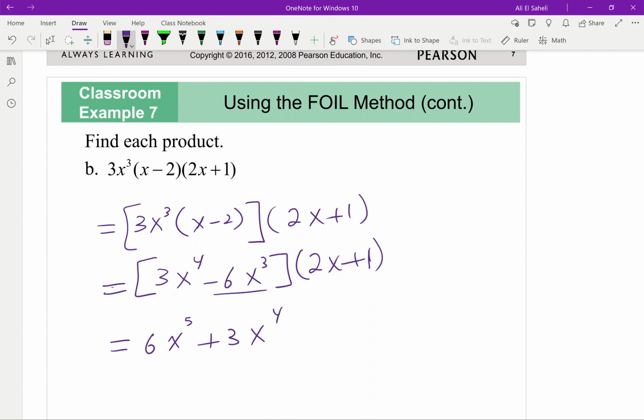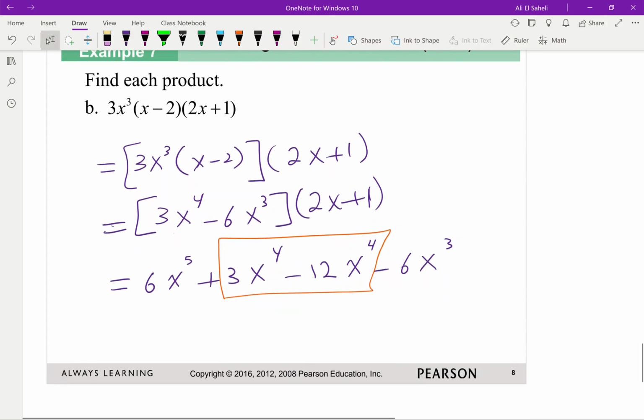The second one, minus 6x to the power 3 times 2x. Minus 6 times 2 is minus 12. x to the power 3 times x to the power 1, so that's x to the power 4. Minus 6x cubed times 1, so minus 6x cubed. Okay, these are the only like terms. 6x to the 5 minus 9x to the 4 minus 6x to the power 3.